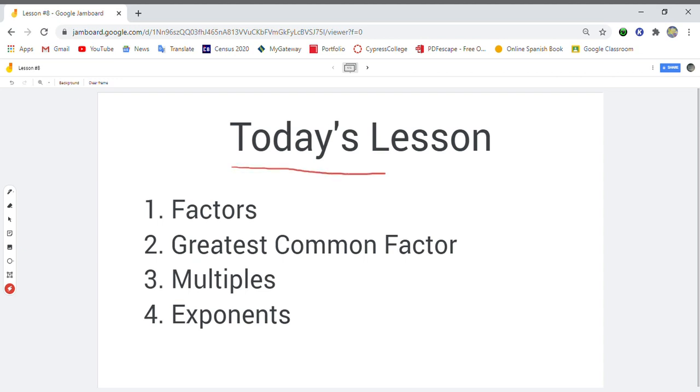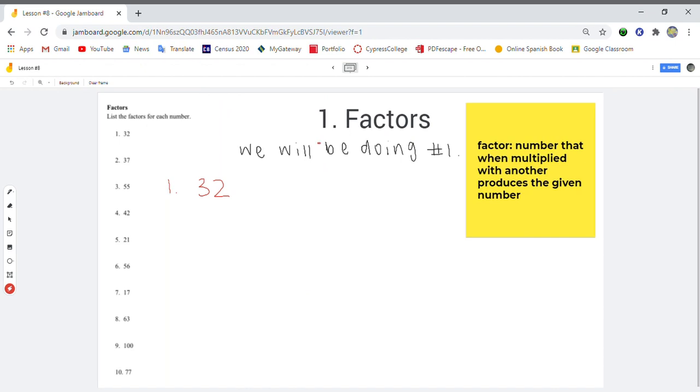Hello, 5th graders. Today we're going to go over how to find factors, how to find GCF, or the greatest common factor, how to find multiples, and how to find exponents. So for the first one, factors, we'll be doing number 1.